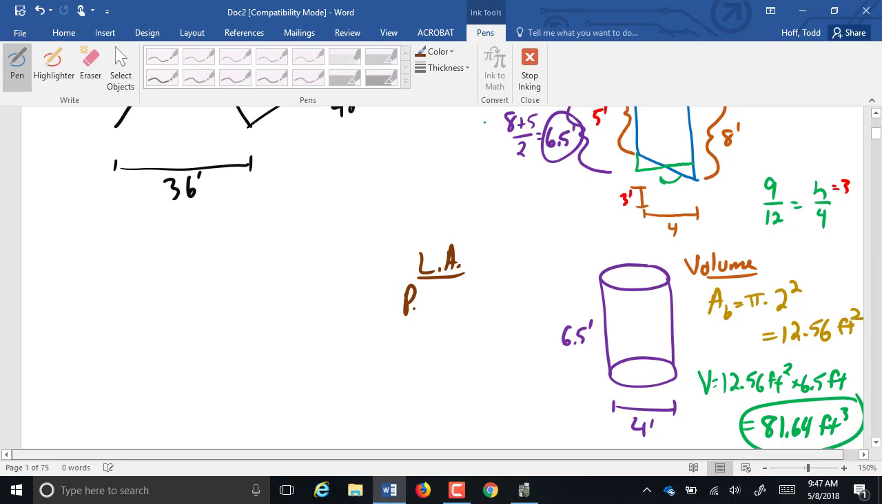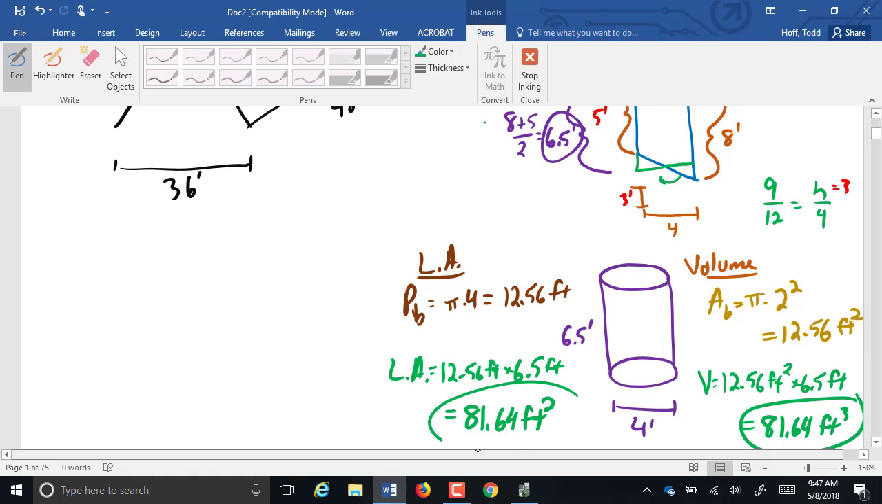Lateral area is going to be the perimeter of the base. How do we find that? That's just pi times diameter, pi times 4, which is also 12.56. That's just feet, not square feet. So the lateral area is that perimeter of the base times the height, which is 81.64 feet squared. It's a cubed.